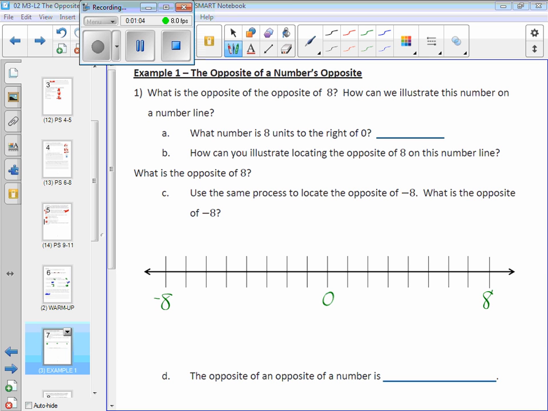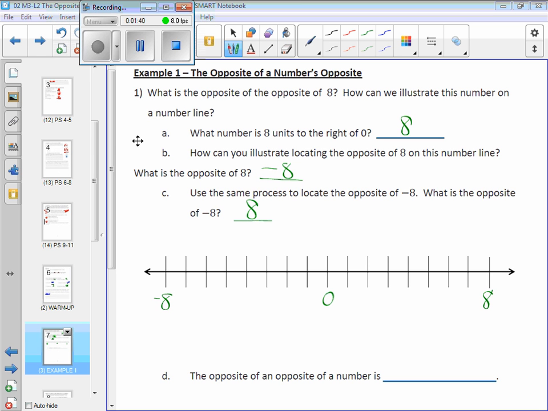Well, let's do number A. What number is 8 units to the right of 0? Obviously, 8. What's the opposite of 8? You need a line after that question mark too. What's the opposite of 8? Liam? Negative 8. And finally, what's the opposite of negative 8? 8. What you've illustrated by doing this is the opposite of an opposite.